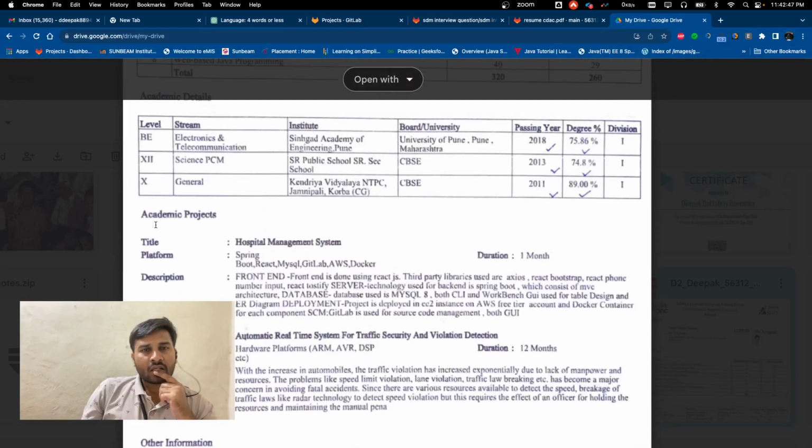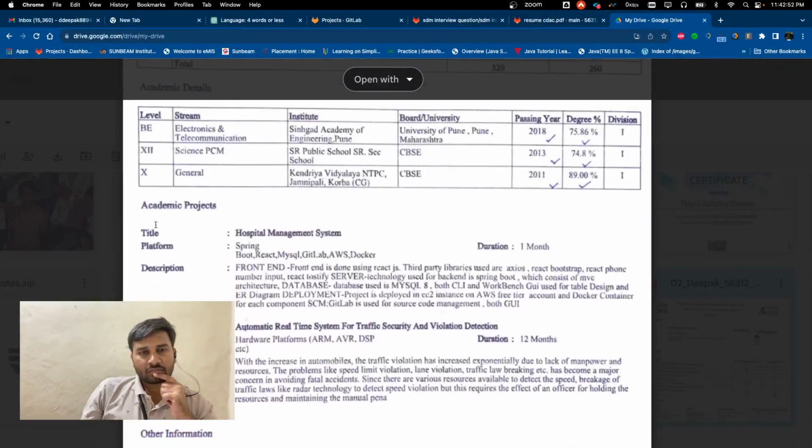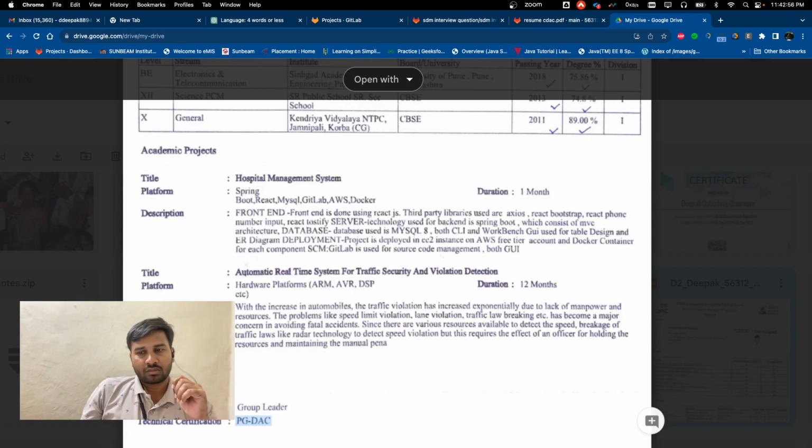So this is generally the CDAC given resume.